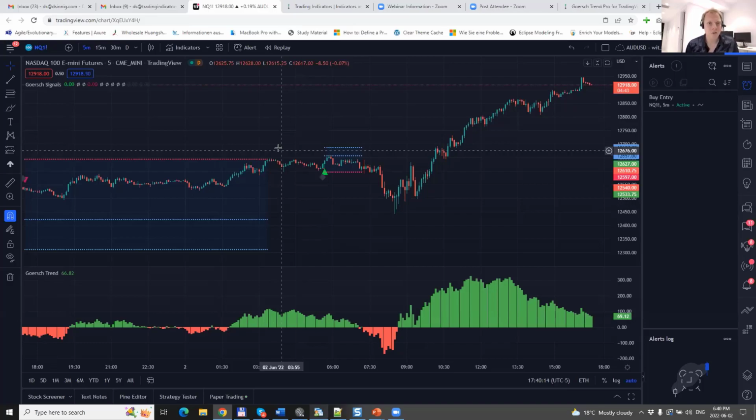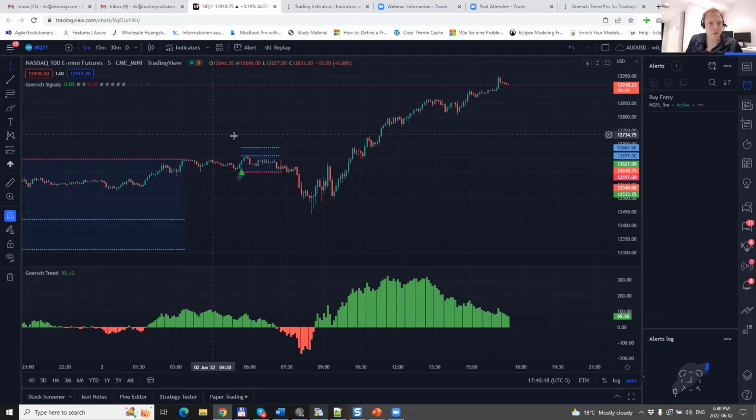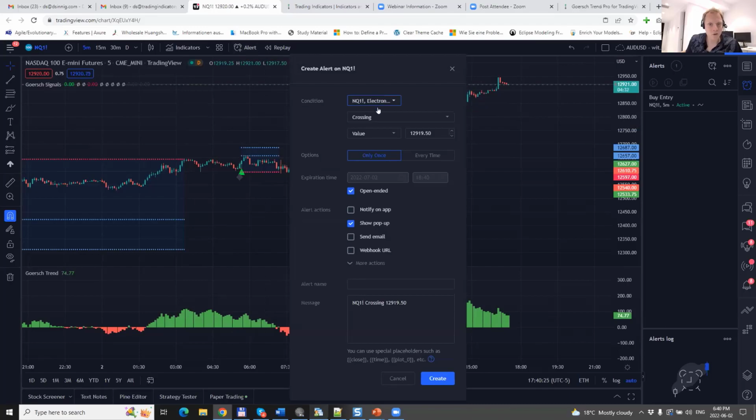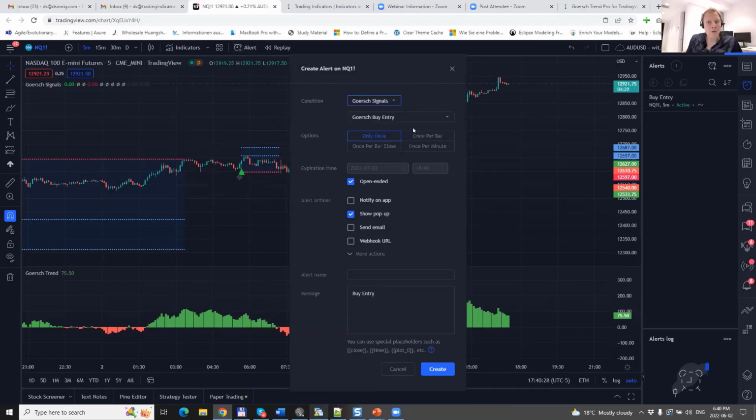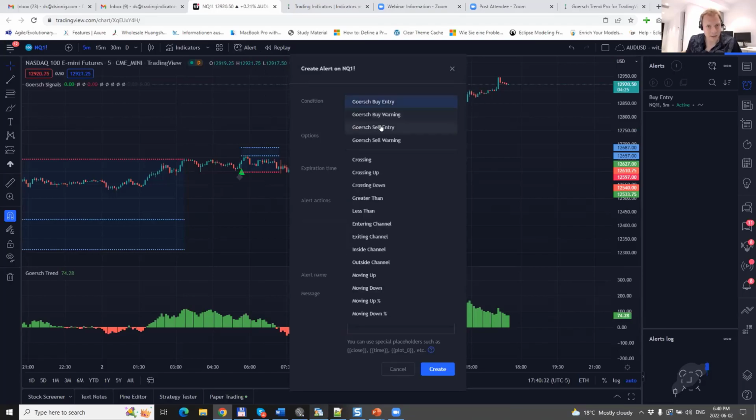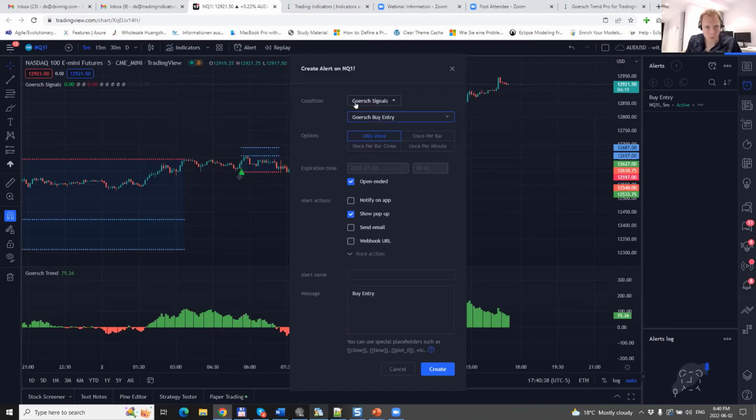So you cannot scan. But what you can do in TradingView is define your own alerts. And all you need to do is go up here to the alerts box, click on it, then select the Goersch signals indicator. And now you can define your own custom alerts for either entry signals, buy and sell, or entry warnings to the long side or the short side. And once you create an alert, you can decide what my notification should be. Should it be a notification on my app? Should I receive an email or perhaps some other form of notification?